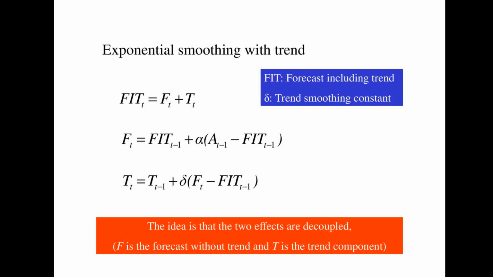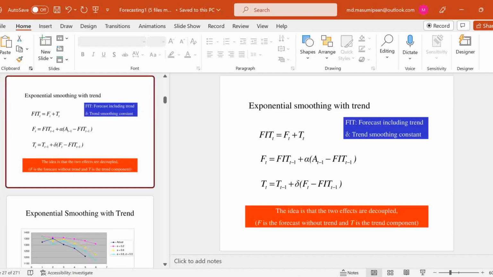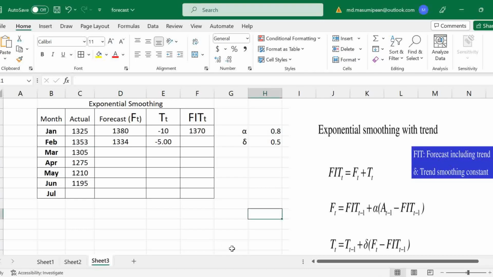These are the formulas of exponential smoothing. If we go to the calculation, here is the actual data of January, February, March, April, May, June, and we need to calculate the forecast for July. First of all, this one is forecast FT. This one is forecast including trend, FIT, and this is the trend, TT.